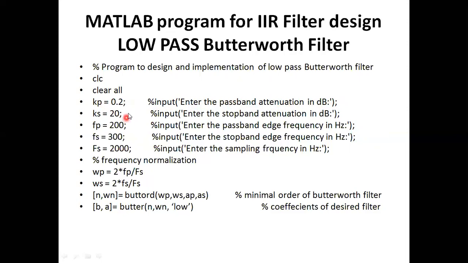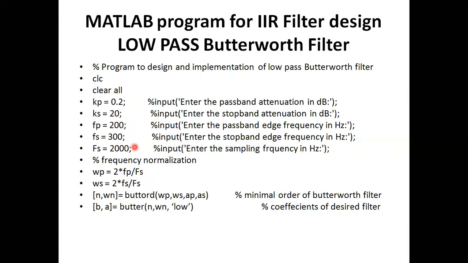Then KS is given as 20, meaning stop band gain. FP is given as 200, that is your passband frequency. Then stop band frequency is given as 300, and your sampling frequency is 2000. So all the given data, first you need to enter or put in your MATLAB program. So there are two different ways of entering the data. One way is you can ask from the user, and another way you can write directly here.